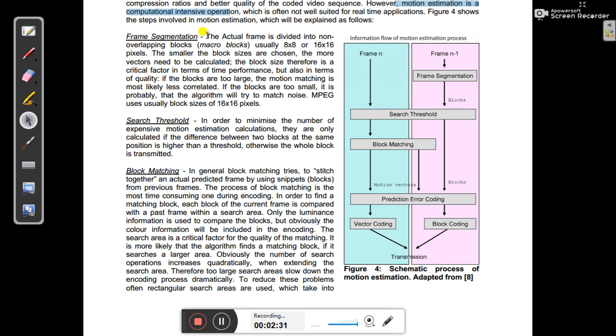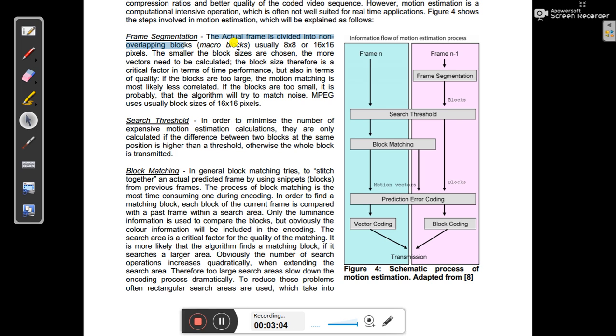Frame segmentation: the actual frame is divided into non-overlapping blocks, usually 8 by 8 or 16 by 16 pixels. The smaller the block size chosen, the more factors need to be calculated. So it depends upon the computation load your machine can take. Depending upon that you can divide the blocks, but the smaller the block size, the more vectors will be created and more factors will need to be calculated.